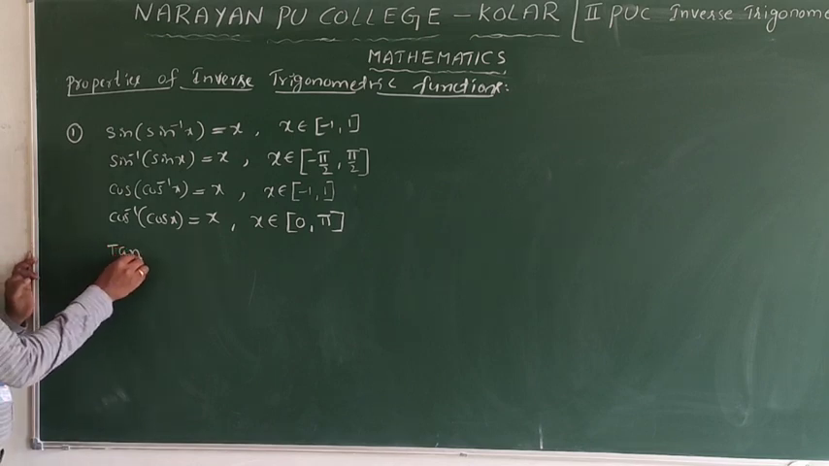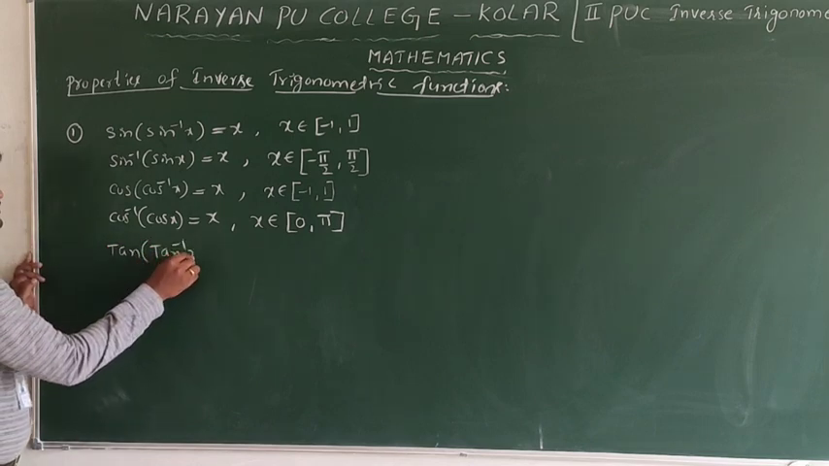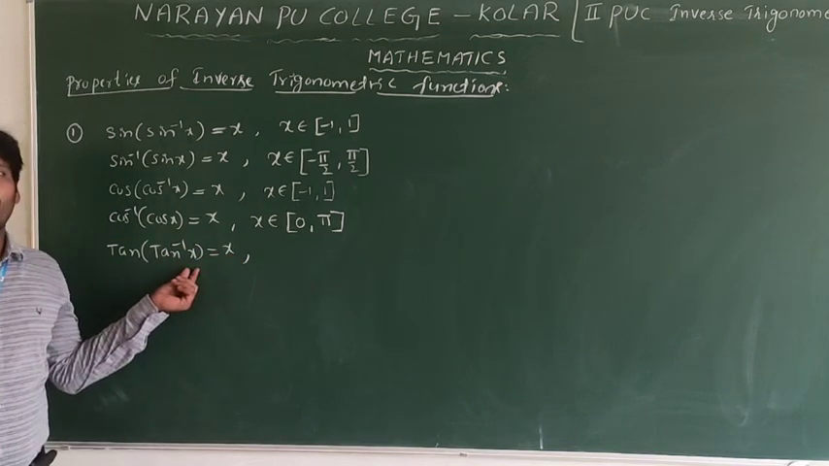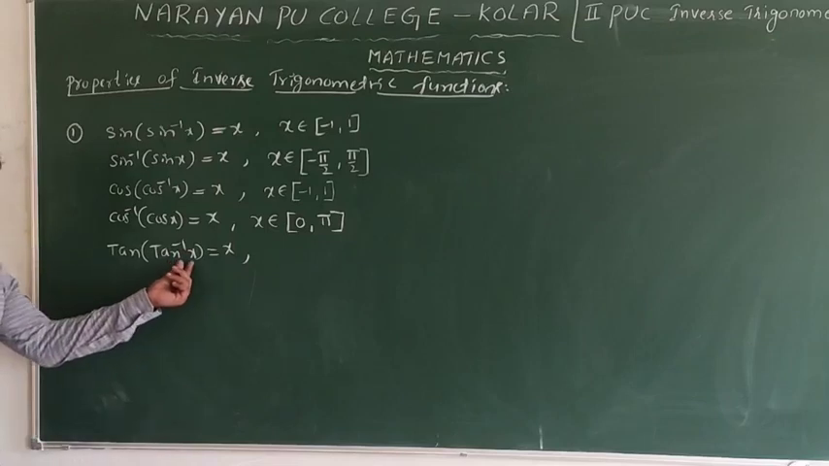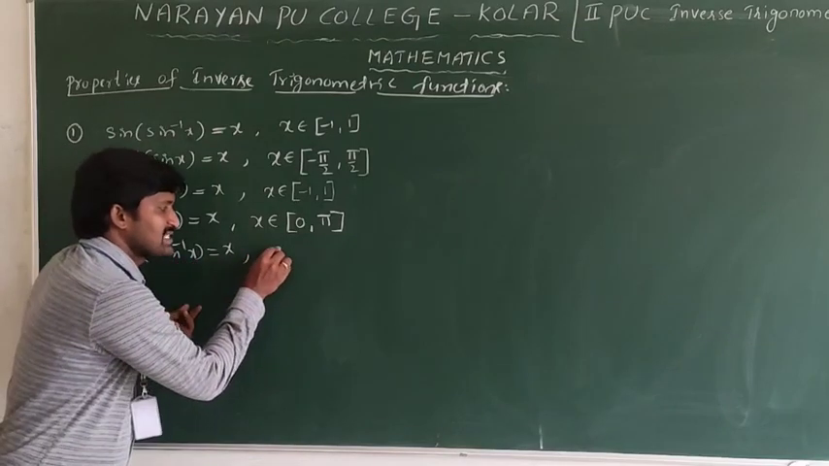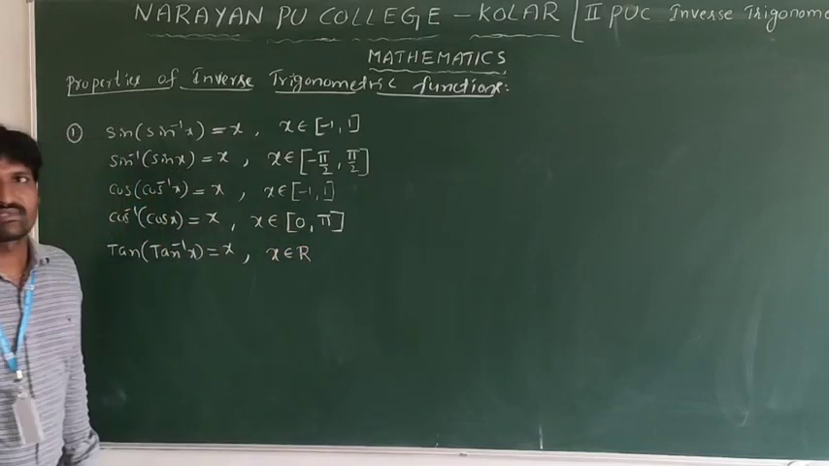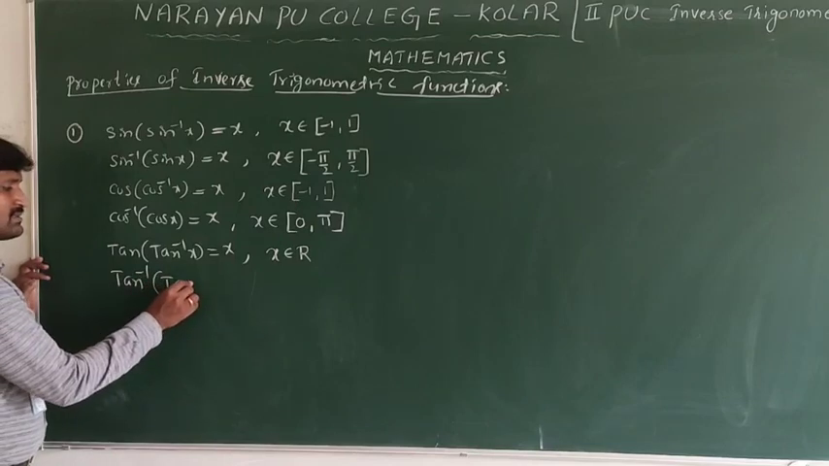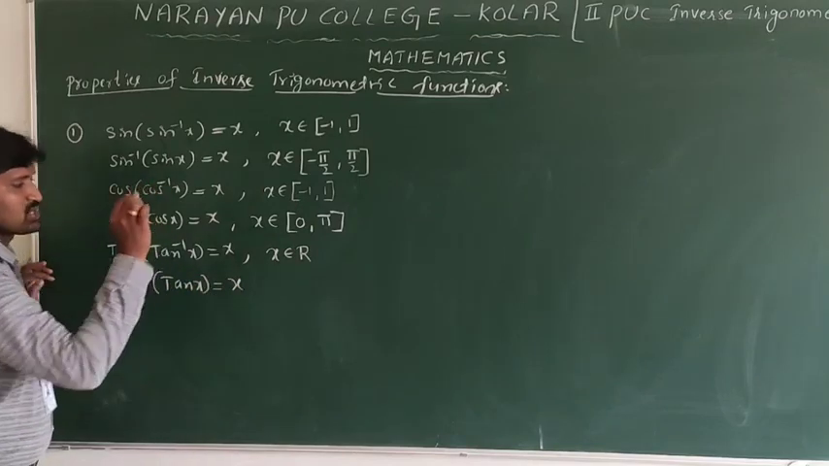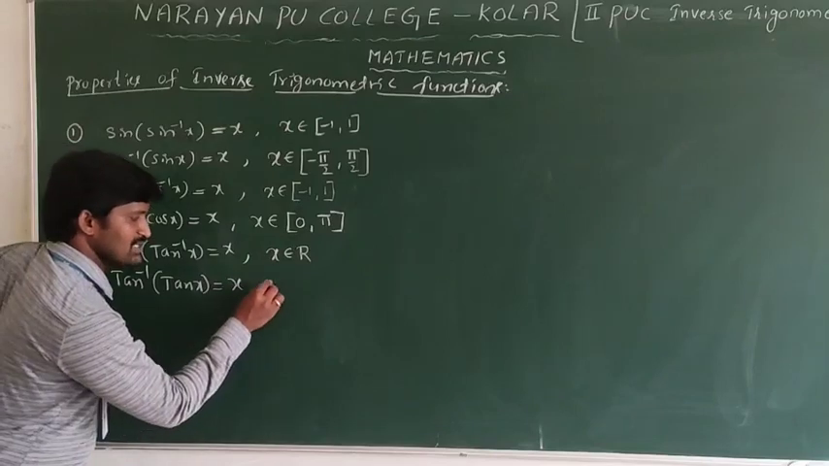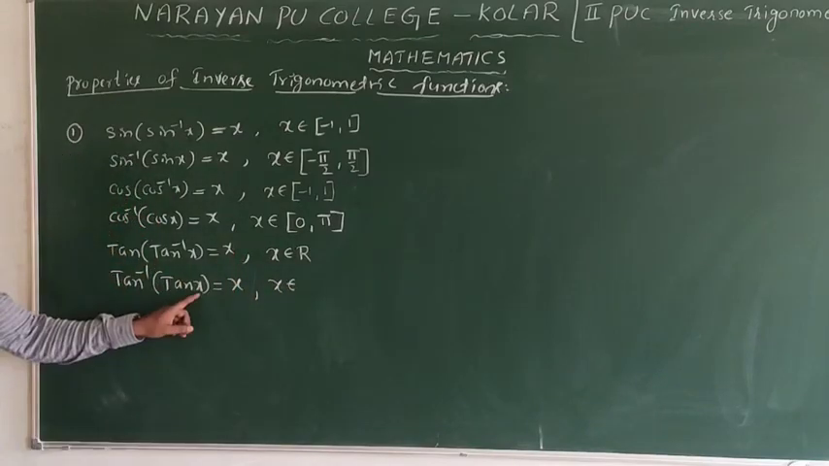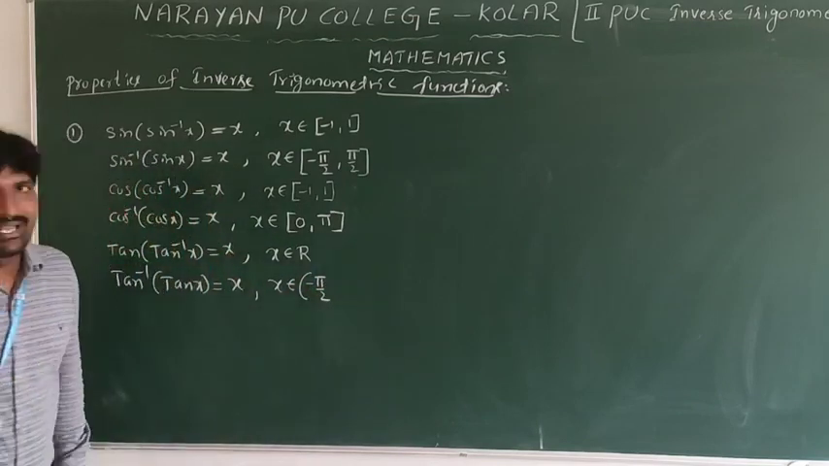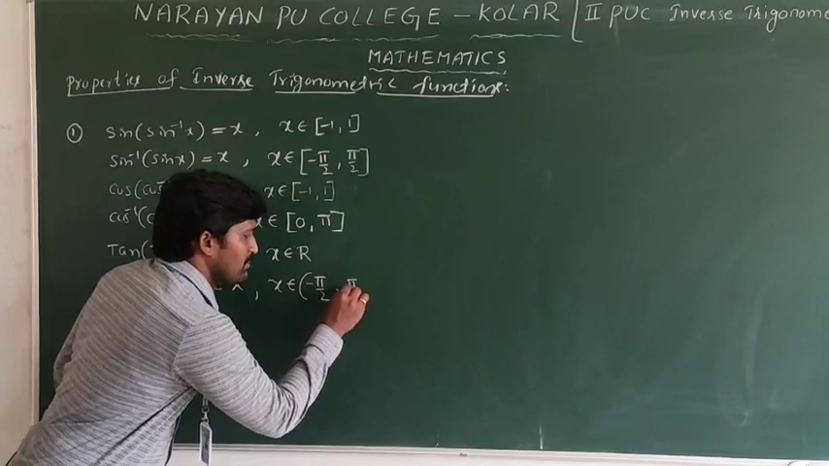Next, tan of tan inverse x equal to x. But what x do we take? You can take all real numbers. For the set of all real numbers, it is satisfied. So here x belongs to R, the set of real numbers. Next, coming to tan inverse of tan x. This also gives x only. For what values of x? Here x is clearly an angle. As restricted values, what do we have to take? Open interval minus pi by 2 comma pi by 2.